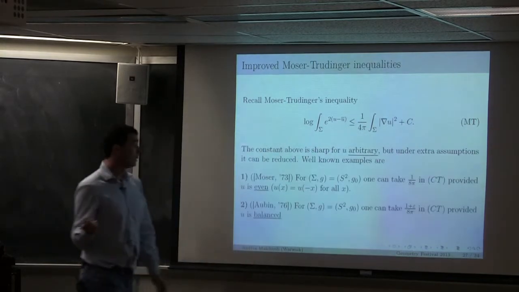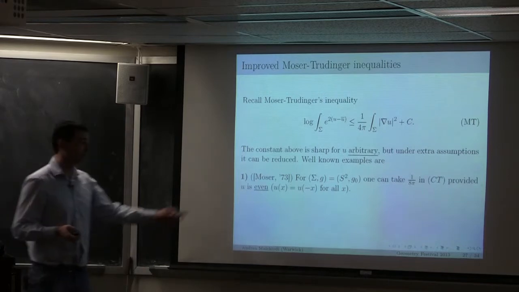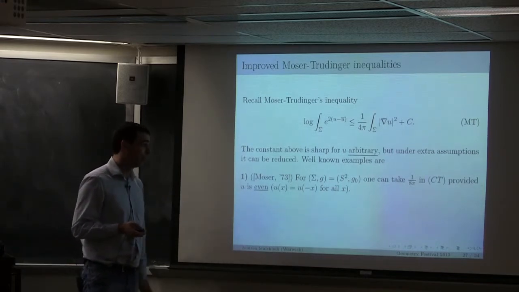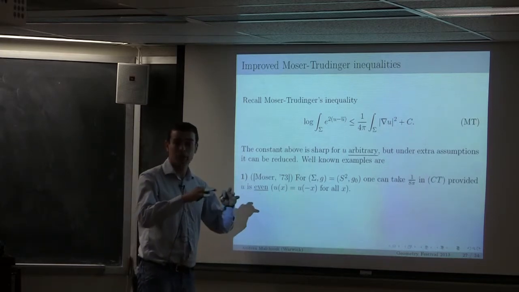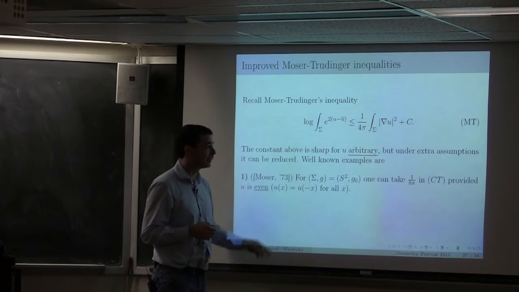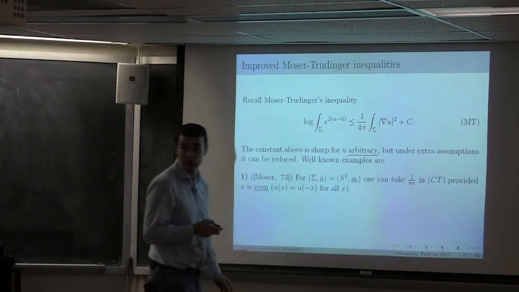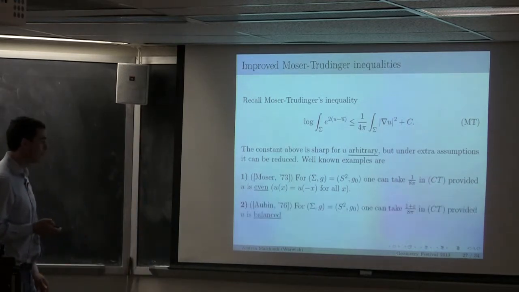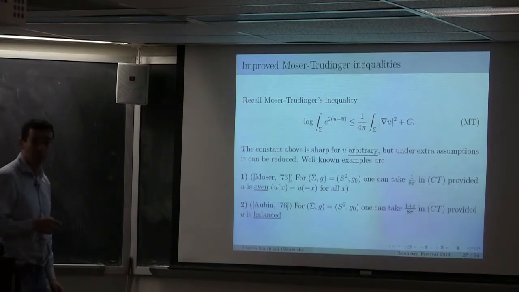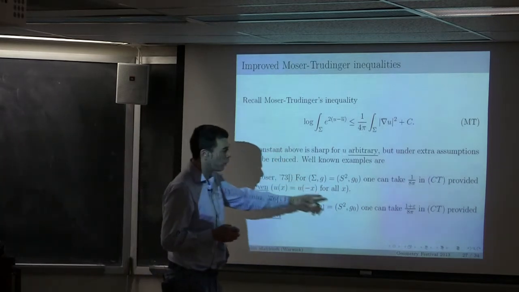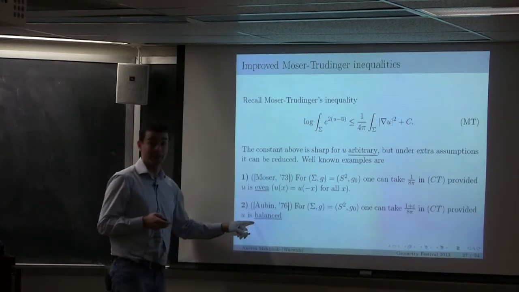Okay, so here are a couple of very well-known examples. One by Moser, back in 1973. If you consider even functions on the sphere with the round metric, then in fact you can push the constant from 1 over 4 pi to 1 over 8 pi. Another well-known example is due to Onofri, still on the standard sphere. You can push the constant up to almost 1 over 8 pi, provided the function u is balanced.